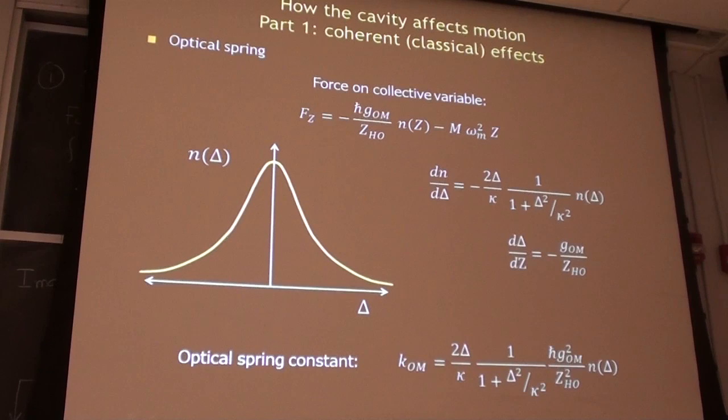The mechanical system feels a force proportional to the photon number in the cavity. As the mechanical system moves, it changes the cavity resonance frequency, which then changes the number of photons in the cavity. So you can imagine that this can result in an effective spring, where as the mechanical system moves around, it linearly modulates the optical force that it feels. And the optical spring constant can be easily derived as a function of where you're probing your system with respect to the cavity resonance.